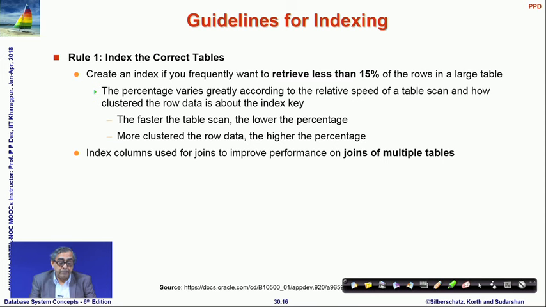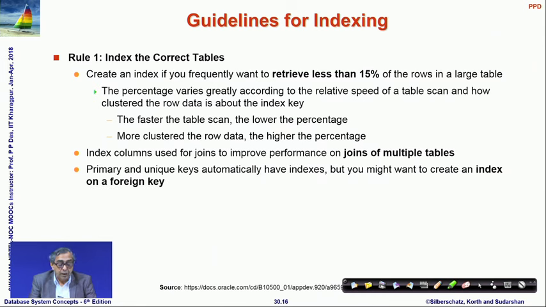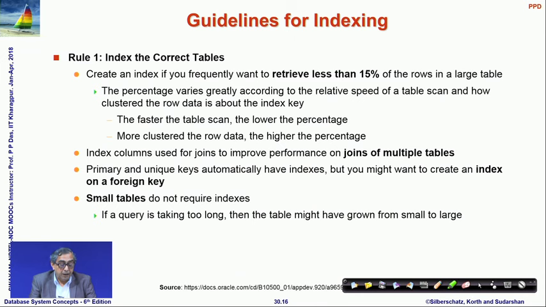Index tables, index columns used for joining multiple tables. If you have situations where multiple tables are used in joins on a moderately regular basis, then the columns that are used in the join in these tables should be indexed based on those. The primary and unique keys automatically have indexes, but you might want to have an index on the foreign key. So, consider that. Small tables do not require an index.